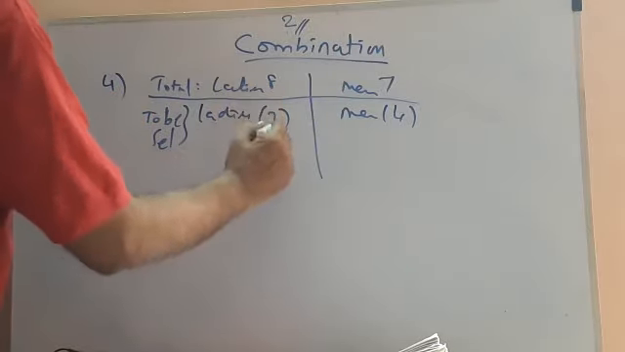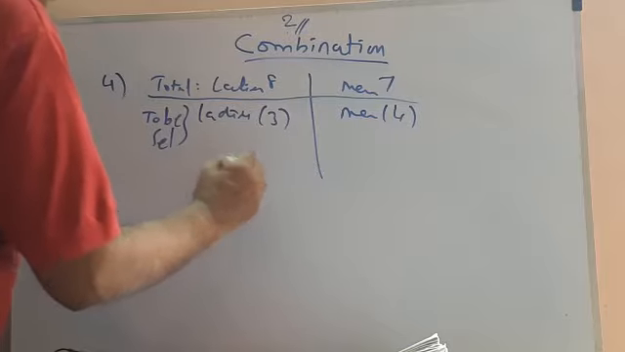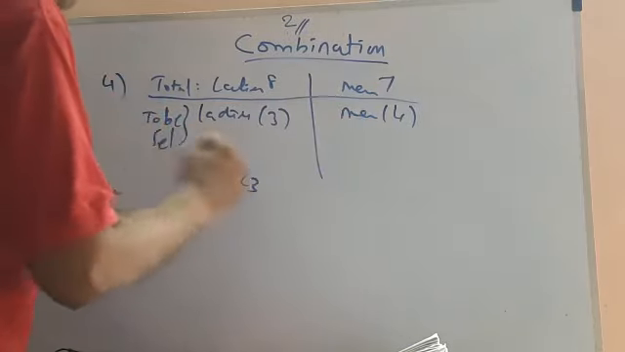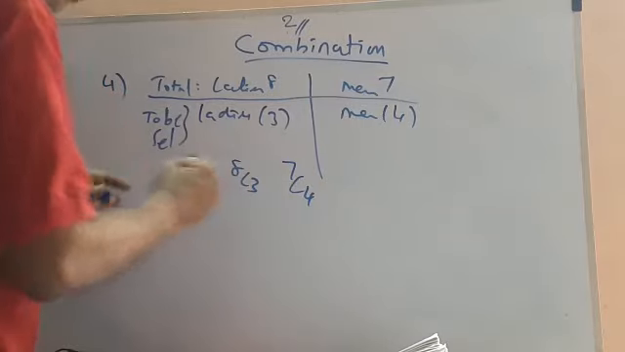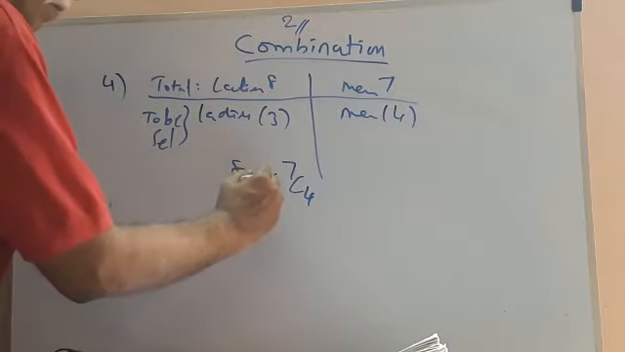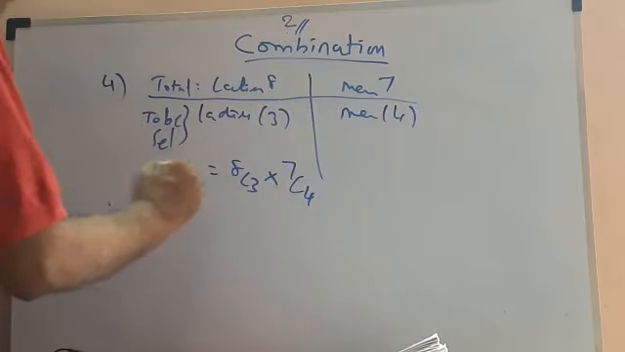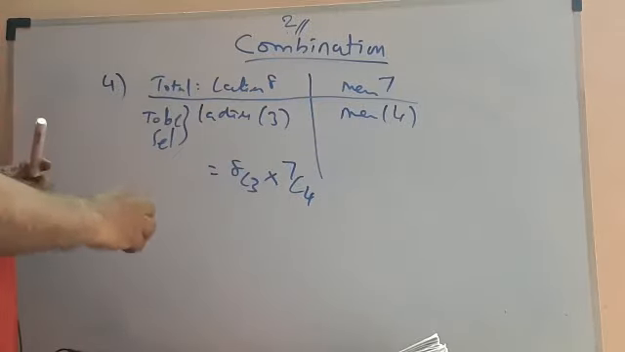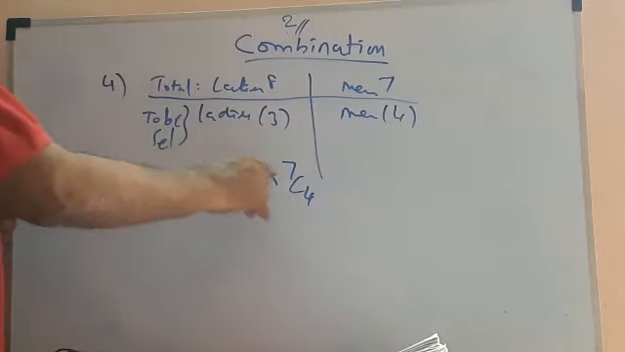From 8 ladies, 3 ladies can be selected in 8C3 ways. From 7 men, 4 men can be selected in 7C4 ways. I have to multiply. Why do I have to multiply? Because I have to select both. I have to perform both the operations, this and this. That is why I multiply.